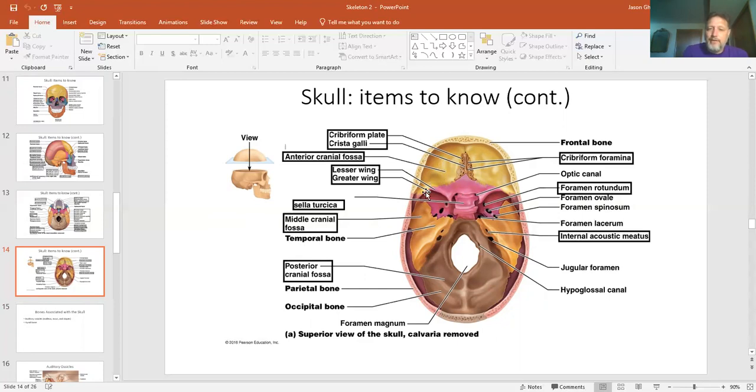You've got an anterior cranial fossa, middle cranial fossa, and posterior cranial fossa. You have one thing right here called the sella turcica. To translate that, that means turkey saddle. So try to remember that one. Some people have a hard time doing that one, but hopefully that'll help a little.